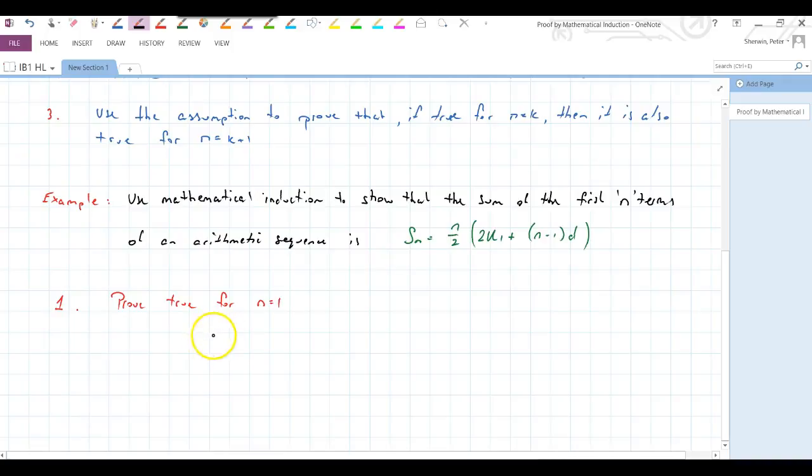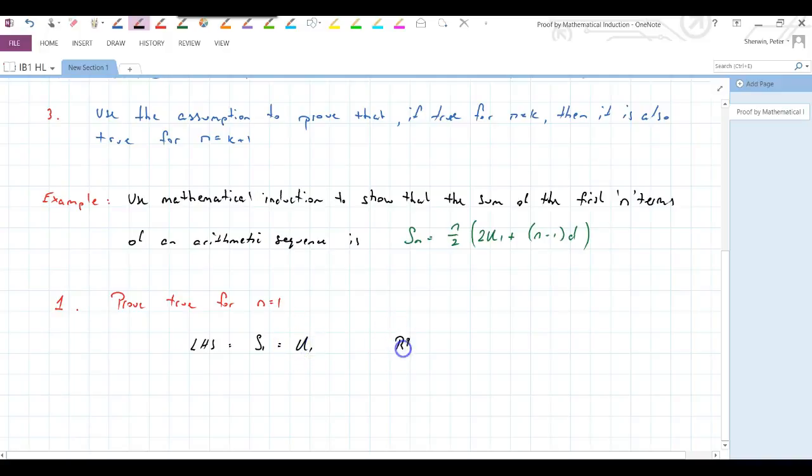Sorry, that's not the best starting point. So when we're proving true for n equals 1, the best thing, and in step 3, is to just say left-hand side equals right-hand side. So the left-hand side equals S1, which we know, the sum of one term of an arithmetic series, is just the first term. So that's U1.